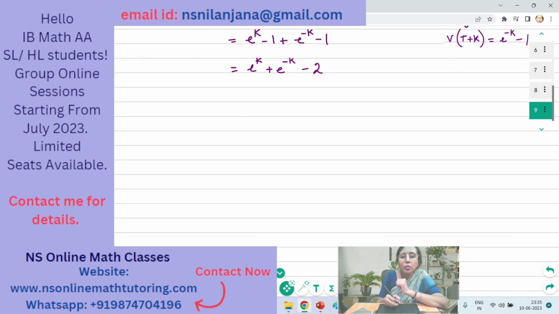We will be trying to express this in the form of something squared. We may have some number outside the whole square part, but we will be trying to write this as something whole square. For getting something whole square, we first have to think of how to write these in the form of something whole square.